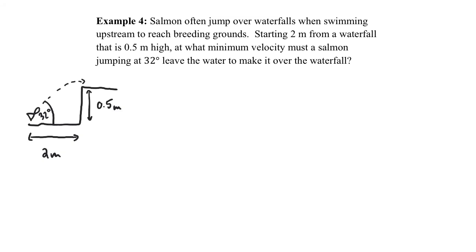Take a minute. No, read through it if you need to. Okay. Initial. Why? Because it's starting, so it has to jump with. Very good. And it says leave the water. With what velocity must the salmon jumping at 32 degrees leave the water? So physically, what velocity are they having when they leave the water? So we are looking for VI in this problem. So we have 2 unknowns here.